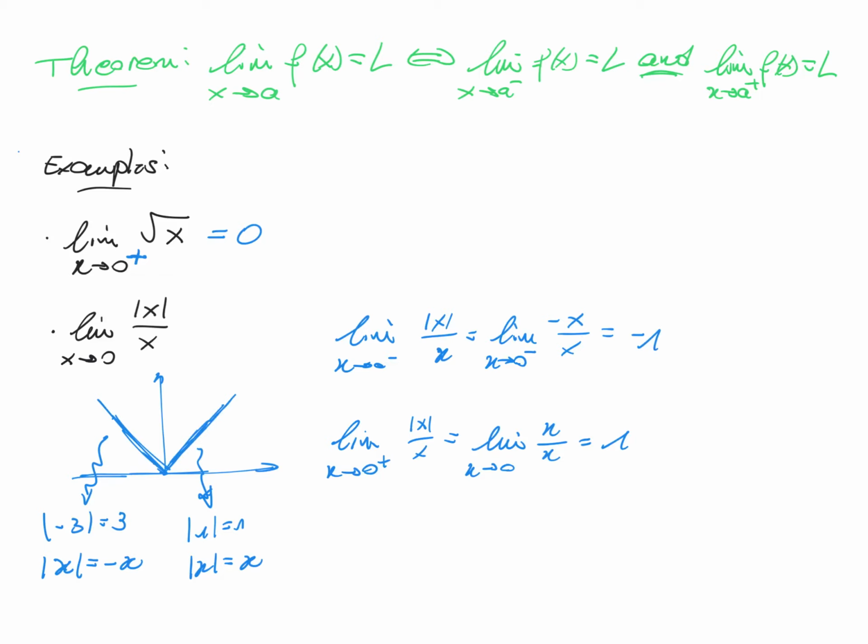And so here we see that the left limit, we will write LL for the left limit, is different from the right limit, RL. And so because of the theorem, the left limit and the right limit are not equal, the limit cannot exist. And so the limit of the absolute value of x over x for x going to 0 is not existent.